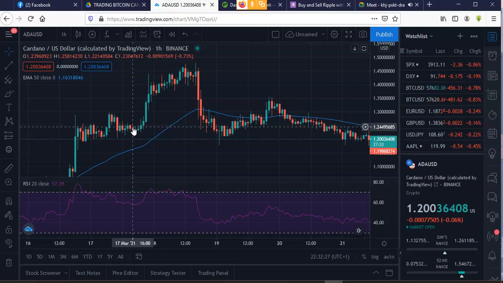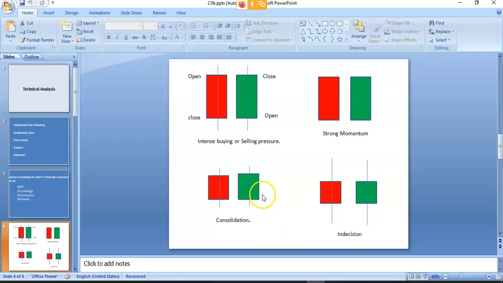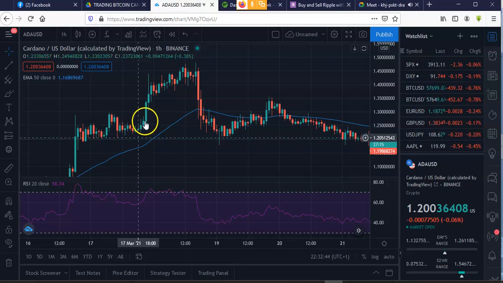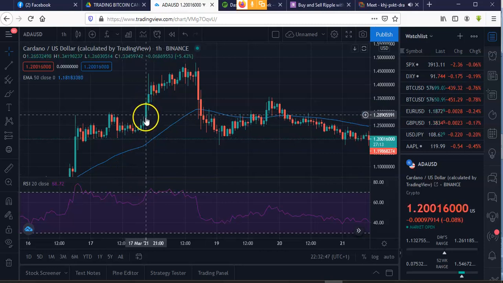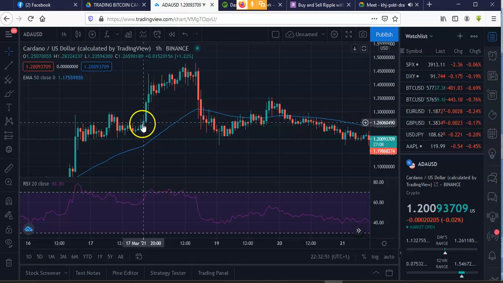If you now see a bullish engulfing pattern, remember I talked about the bullish pattern. If you see a big green candle, it's a bullish pattern, and if you see a big red candle, it's a bearish pattern. If you see a bullish candle, that means the bulls have taken over and the market is set to go up.